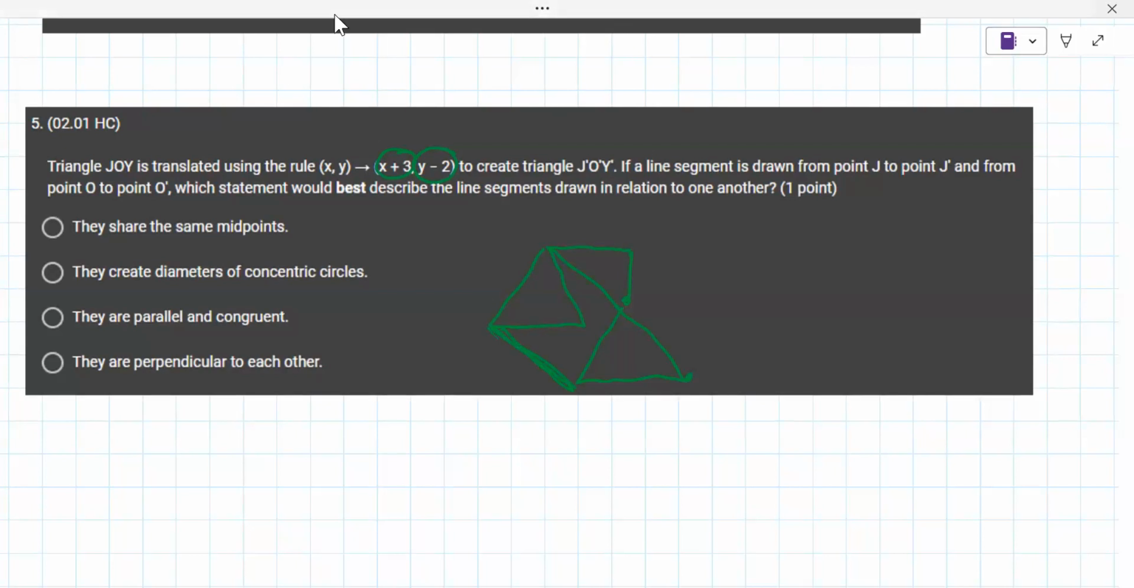Let me try a different color here. They're parallel. Parallel. There you go. That's it.